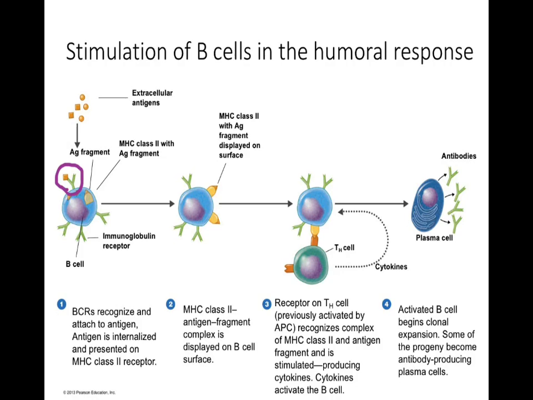And so that allows it to interact with numerous T helper cells at the exact same time. Any of those T helper cells that recognize one of these epitopes that the B cell is presenting could allow that B cell to become fully activated.